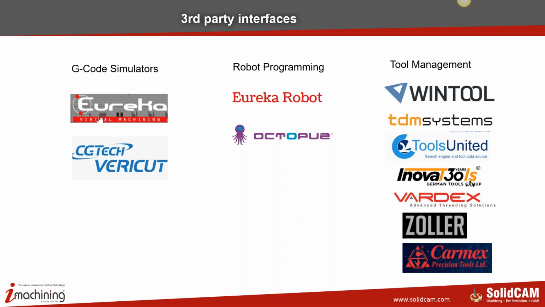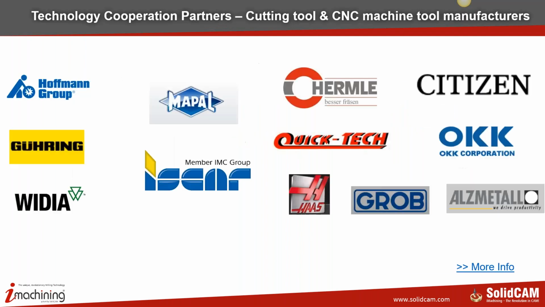Apart from third-party interfaces, we also have technology cooperation partners, which are basically from tooling background like Hoffmann, Widia, Iscar, and also from the machining side like Hermle, Grob, Almetal, Haas, Citizen. So we cooperate with them worldwide everywhere on these technologies.